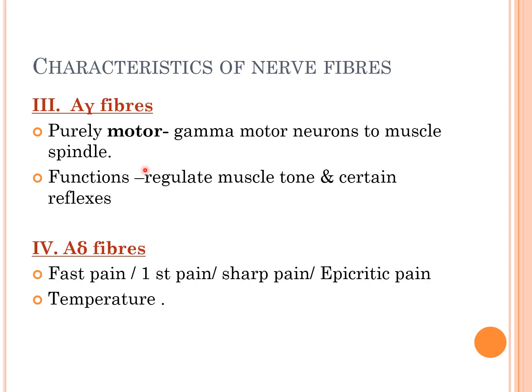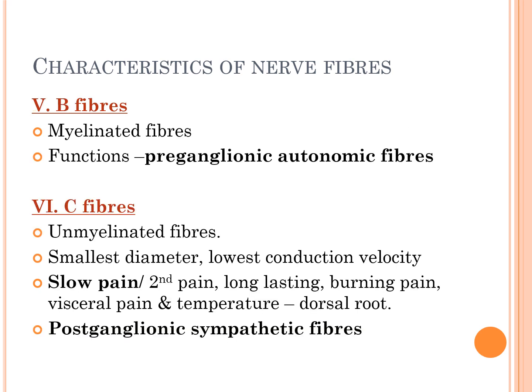And A gamma fibers are purely motor, gamma motor neurons to the muscle spindle, especially to the intrafusal fibers. They regulate the muscle tone, and they are also important for certain reflexes. A delta fibers carry the fast pain, sharp pain or epicritic pain, and they also carry temperature. So A delta fibers, the function is pain and temperature.